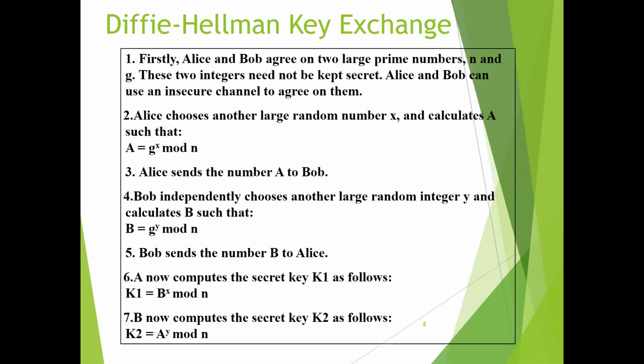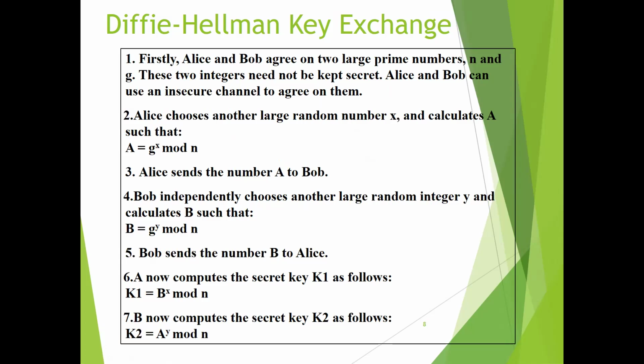Now, Bob will independently choose another number called y, and he will be using this y integer in order to calculate B. B will be equal to g to the power y mod n. Once B is calculated, Bob is going to send this number to Alice.